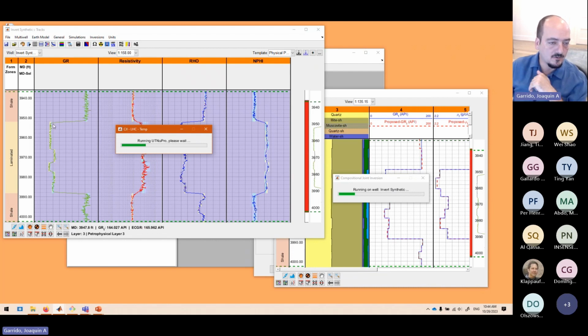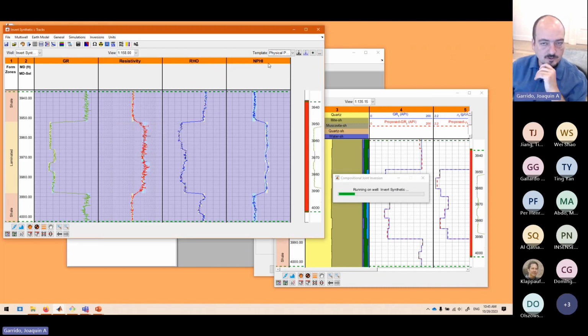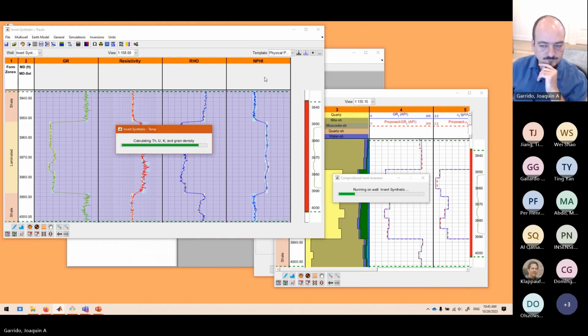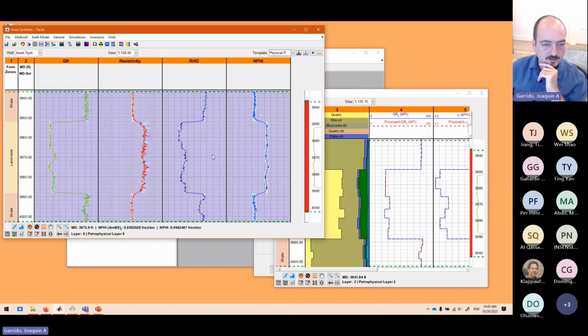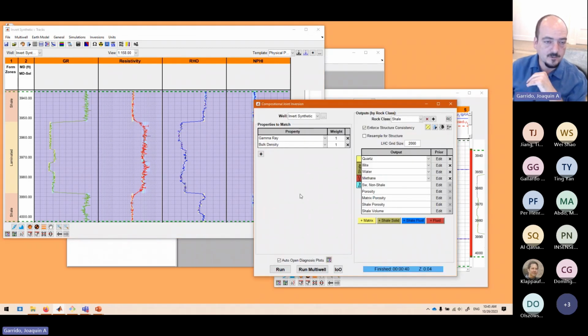Then I added some noise to those logs to make it a little more realistic, and then I inverted. This is what those inversions look like for gamma ray, resistivity, density, neutron porosity. Those are the properties that we're looking at. Then now it finished. So these are our inputs, or our possible inputs. Right now, because I'm only using gamma ray and bulk density, is just using this gamma ray and this bulk density. And then we're going to use more.